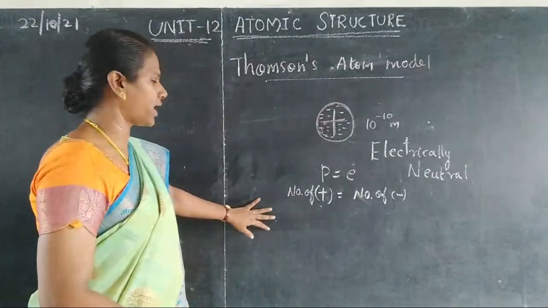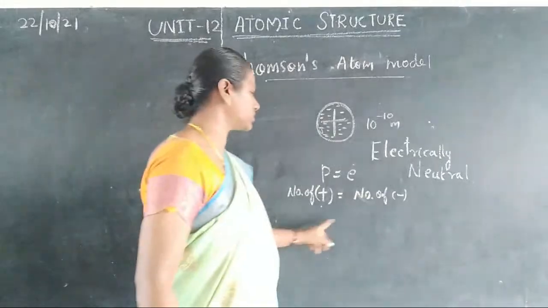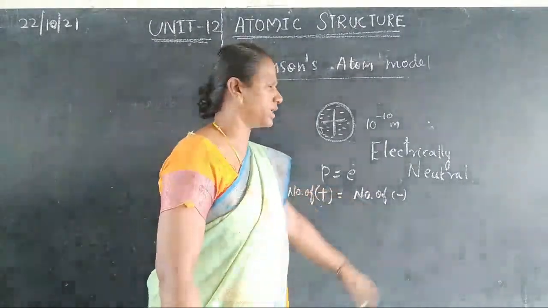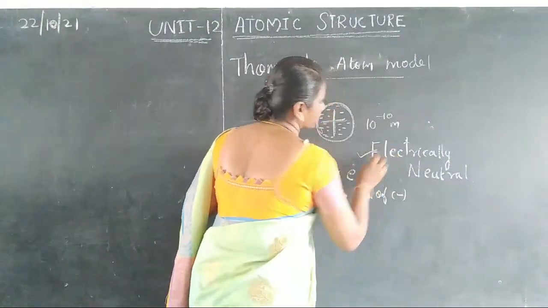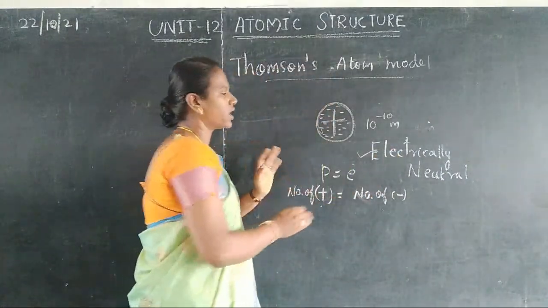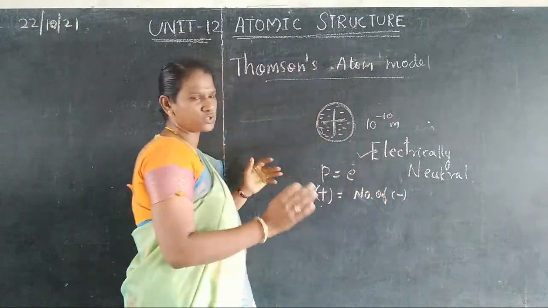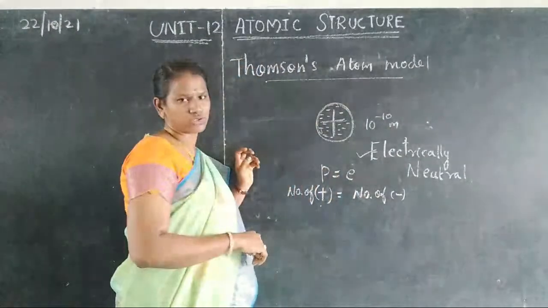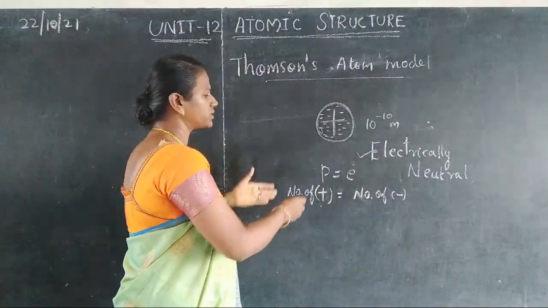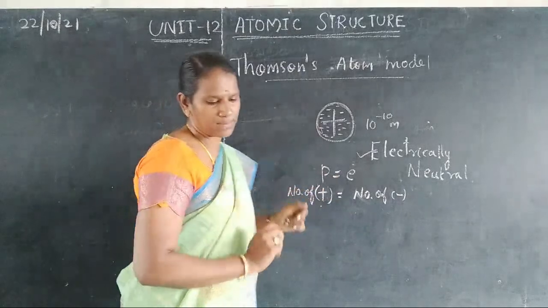So in an atom, the number of positive charges and negative charges are equal. That is why we call atoms electrically neutral. Electrically neutral means the number of protons is equal to the number of electrons. So in an atom, the protons and electrons are equal in number.